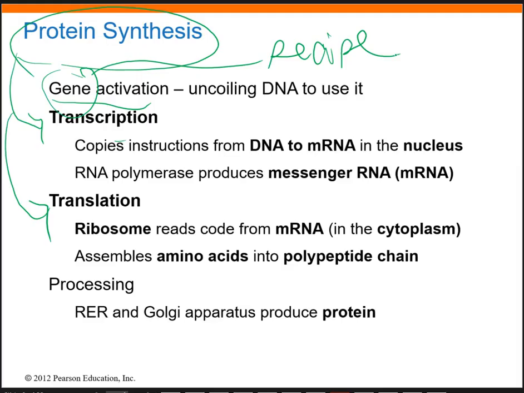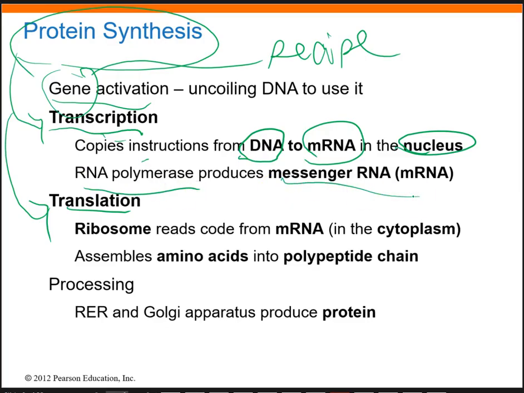Then you have the two major processes, transcription and then translation. Transcription happens inside the nucleus of the cell. This is when we make a copy of the recipe. Okay, so it copies the instructions for how to make the protein from DNA into a strand of mRNA, or messenger RNA. Specifically, it's an enzyme called RNA polymerase that does this, that makes the messenger RNA.